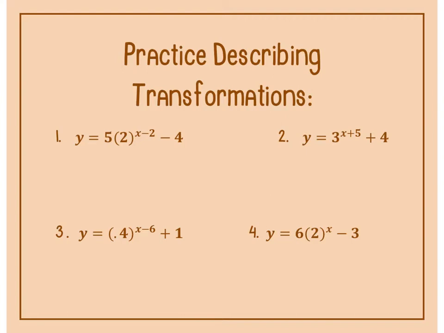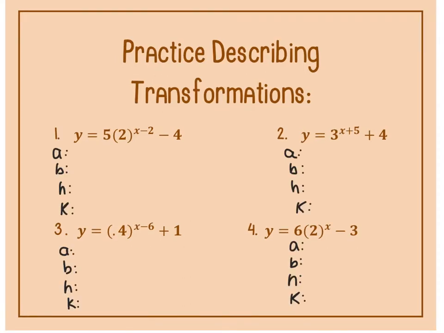Now let's look at just equations and let's define their variables and let's figure out what transformations it caused. So in this problem here, we have an A, B, H, and K. So we're going to go ahead and do A, B, H, K for each of these problems. So number 1, so it actually has all of them.